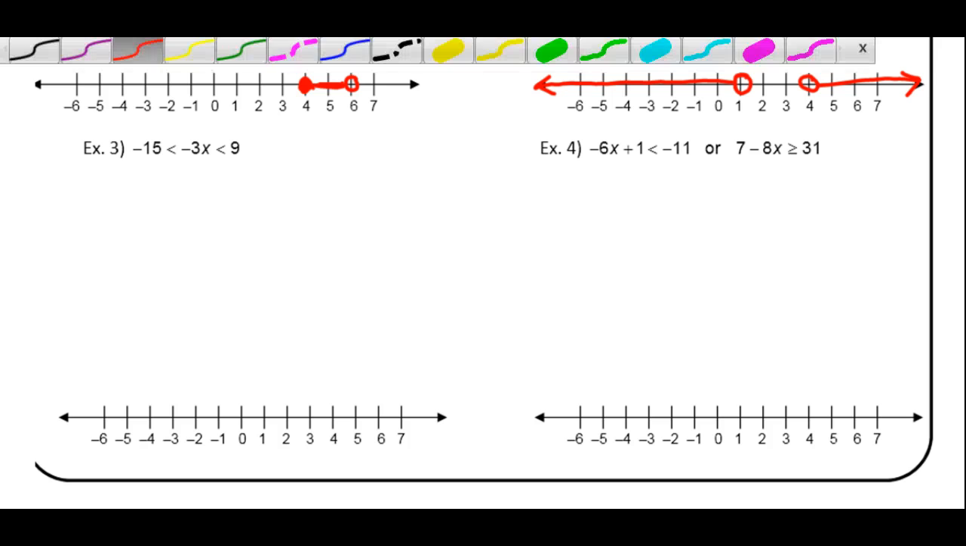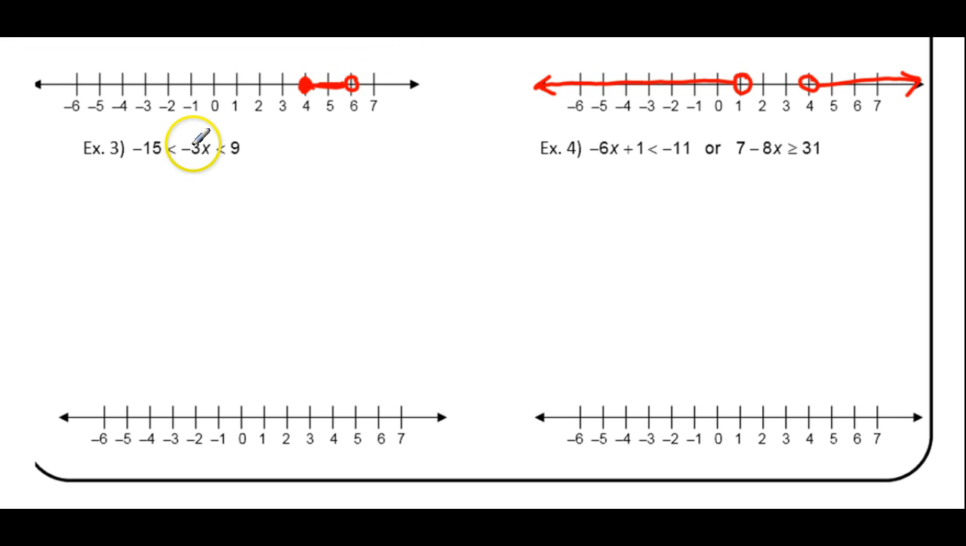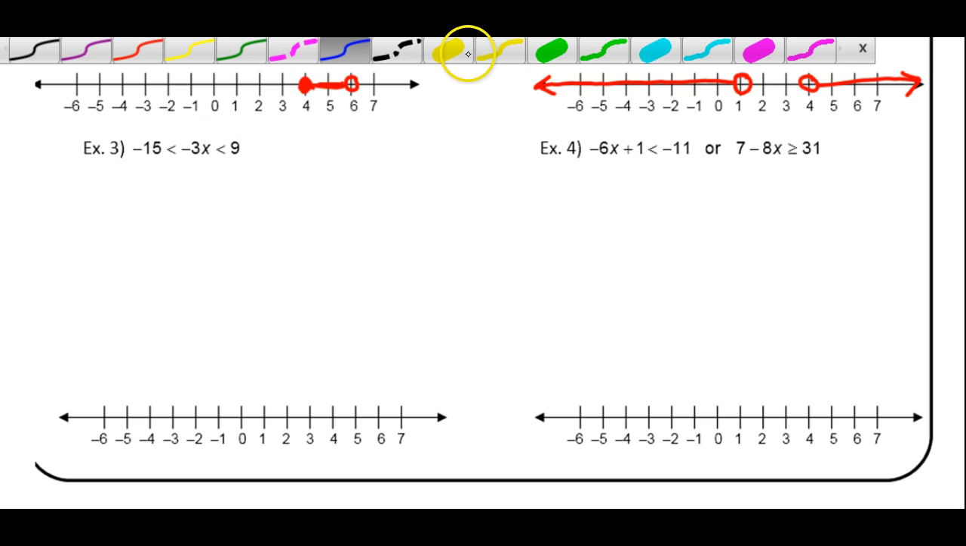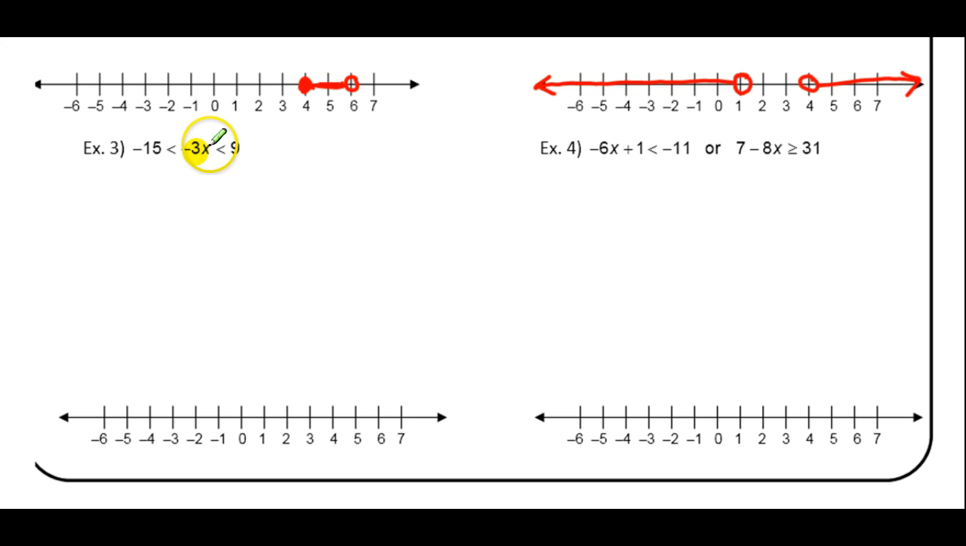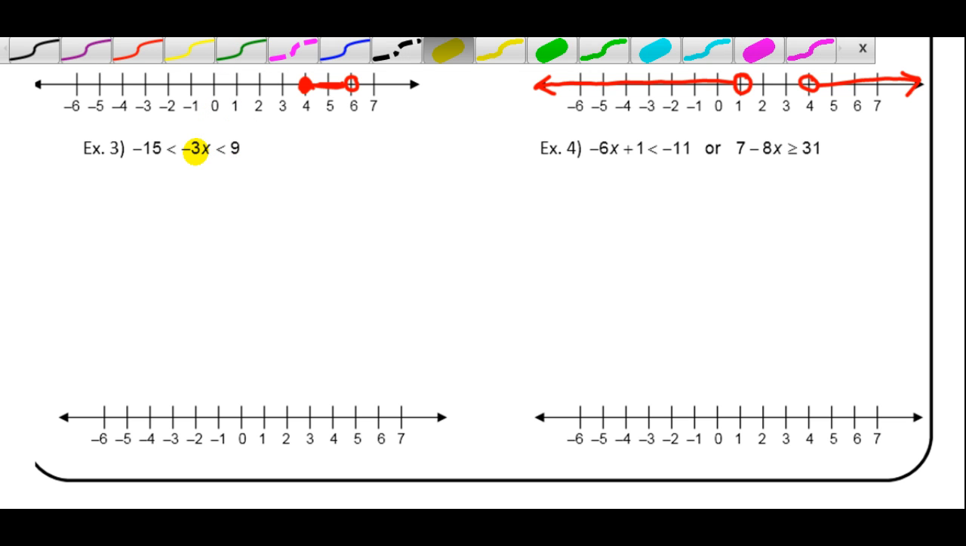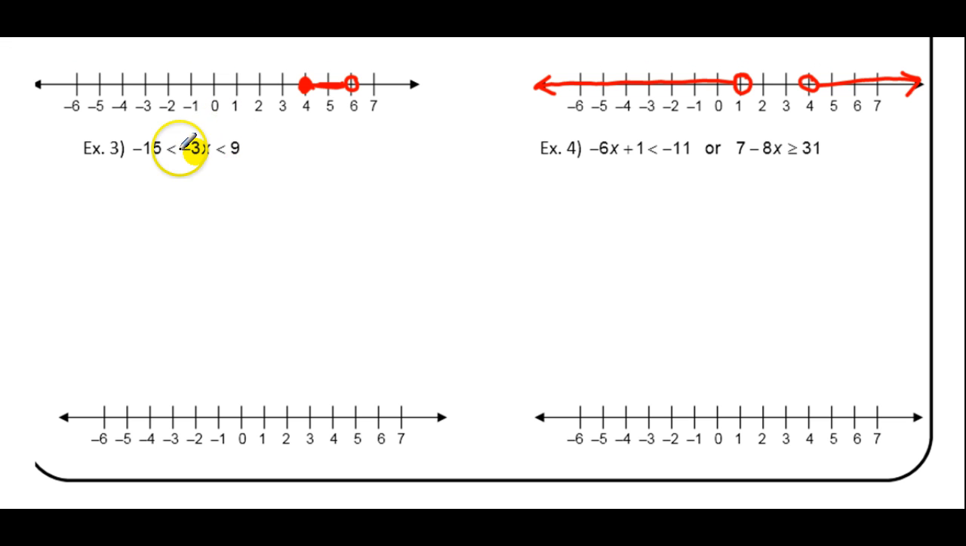Example 3. Alright, so now we have the compound that's like a sandwich together again, right? So once again, always look where the variable is. The variable should always be in the middle. Okay? So this guides what you're going to do. Don't worry about this or this. You're trying to get the variable by itself, always.